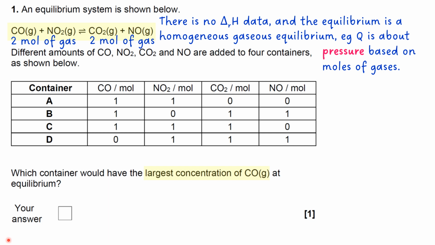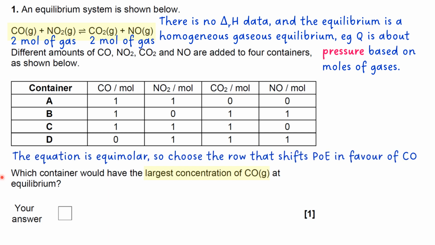What they're wanting you to think about is which container would end up with the largest concentration of carbon monoxide. So we need to focus on the side that has carbon monoxide. It's the reactant side that we're after. So we want to choose a row or rows that shifts the position of equilibrium in favor of CO, therefore increasing its concentration. So taking the first one, you've already got 1 mole of carbon monoxide, and 1 mole of NO2, but there's no moles of carbon dioxide or nitrogen monoxide. So in that first row, the position of equilibrium will shift to the right, which uses up CO.